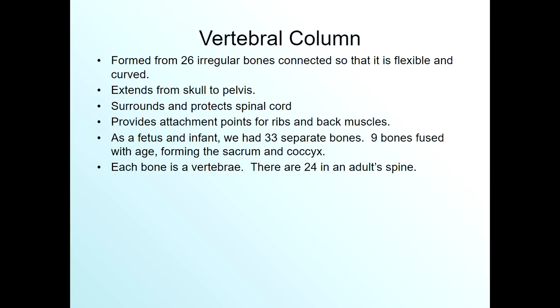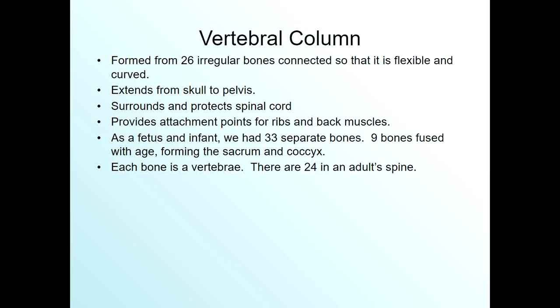Your vertebral column starts at the very base of your skull and extends all the way down through the pelvis. And its job, of course, is to surround and protect those nerve endings that make up the spinal cord. There are a lot of attachment points for your back muscles as well as attachment points for the ribs. They actually connect to the vertebral column. Every rib connects to the vertebral column.